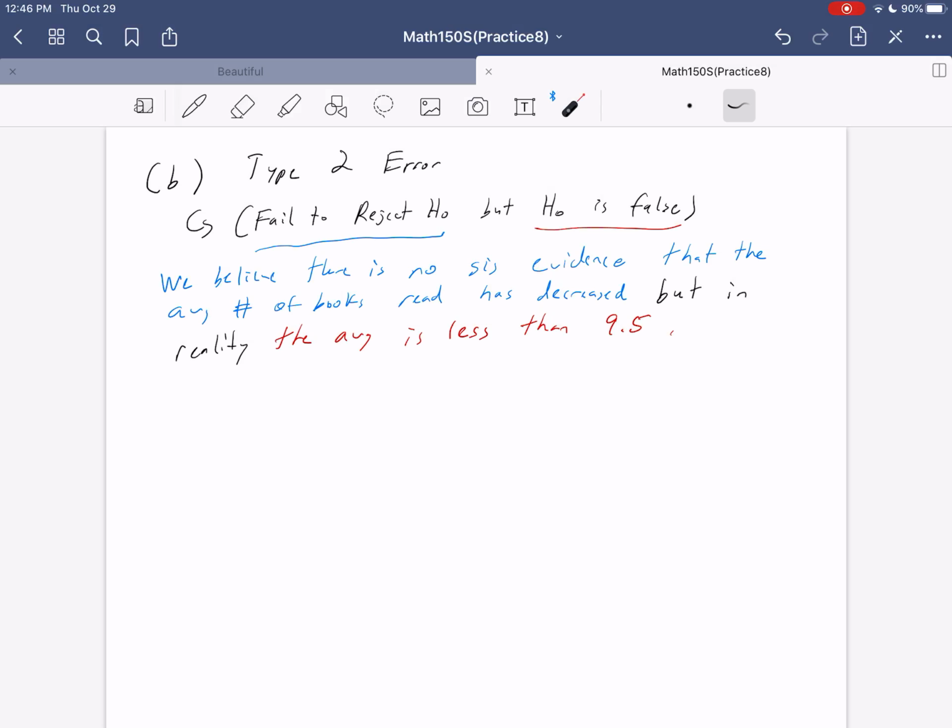Whenever you're interpreting type 1 or type 2 errors, remember, I would always do it in these two pieces. You have to first say what your decision would be, and then you have to say what makes that incorrect. So the failing to reject H0 is all here in blue, and the H0 being false is there in red. All right, let's go ahead and look at part C then.